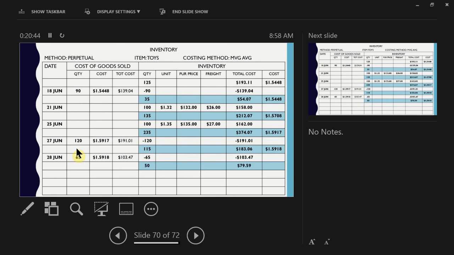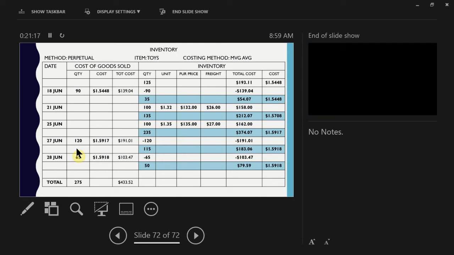Yay. So we got it right there. 50. When we subtract that 103.47, now we get 79.59. So now what is my new average cost per item moving forward? Good. Yeah, it's the same thing. All right. And then if you'd like to total up your ending stuff at the bottom when you're at the end of the period, it's up to you.